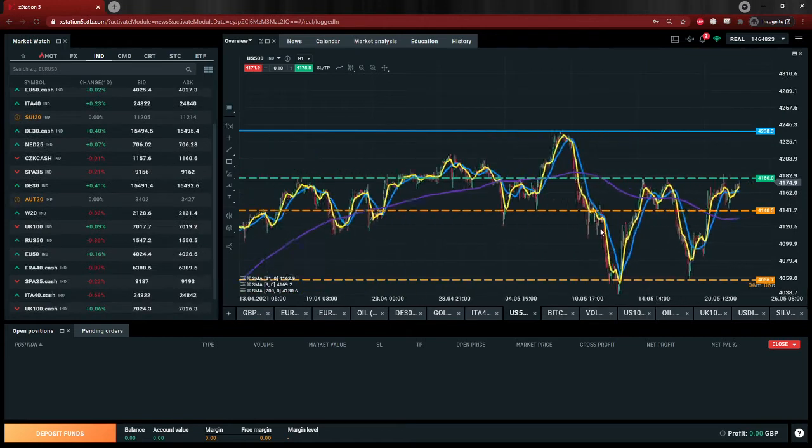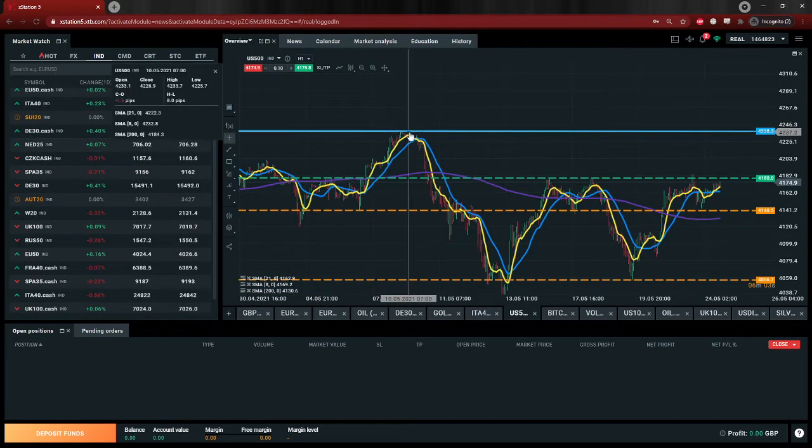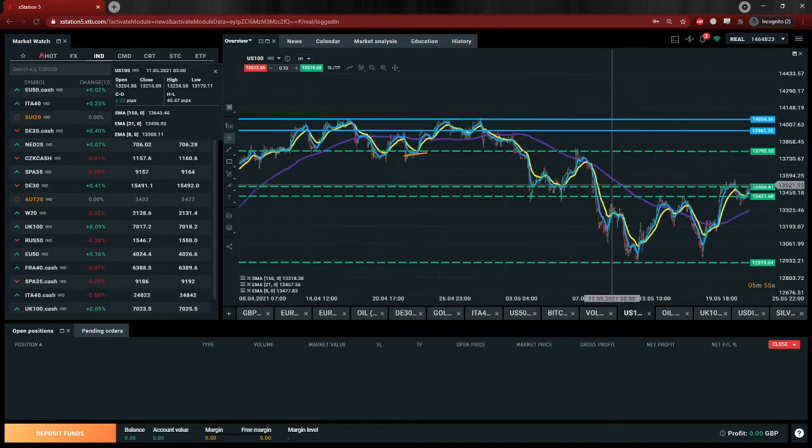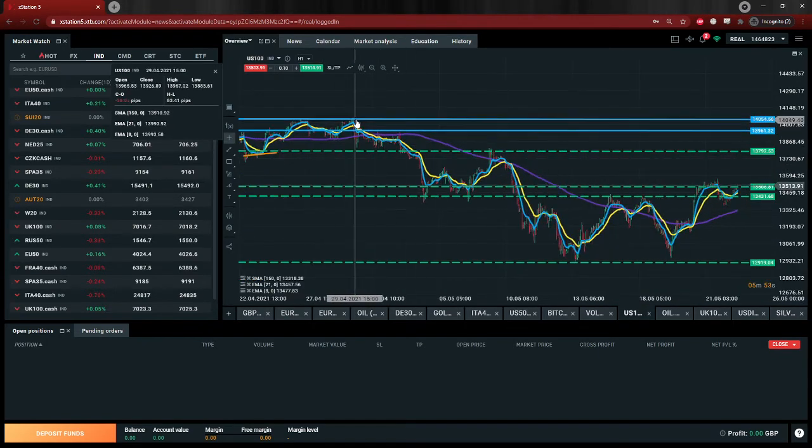So you can see this is the S&P. And you'll see this is the all-time high, and the index is about 1.5% from the all-time high, even after all the drops. When it comes to the US 100, similar situation with the all-time high, and we can see here it's actually around 4% from the all-time high.